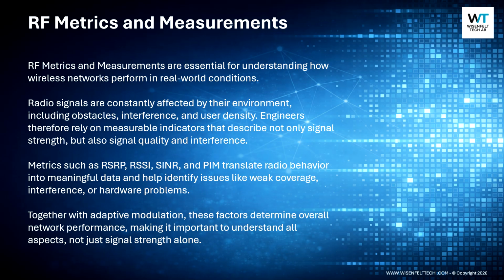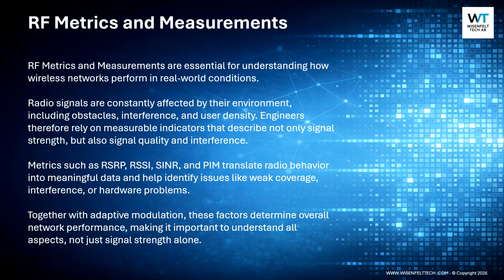RF metrics and measurements are essential for understanding how wireless networks perform in real-world conditions. Radio signals are constantly affected by their environment, including obstacles, interference, and user density. Engineers therefore rely on measurable indicators that describe not only signal strength, but also signal quality and interference. Metrics such as RSRP, RSSI, SINR, and PIM translate radio behavior into meaningful data and help identify issues like weak coverage, interference, or hardware problems.